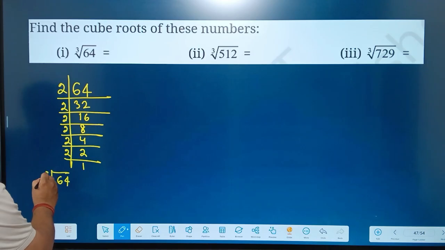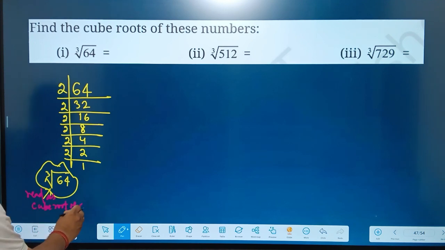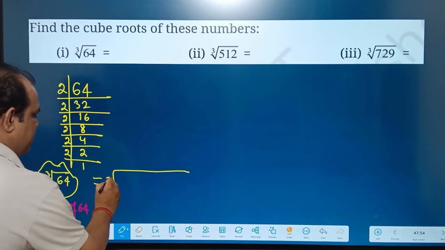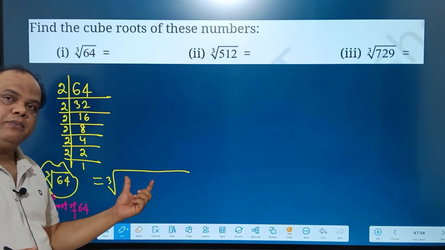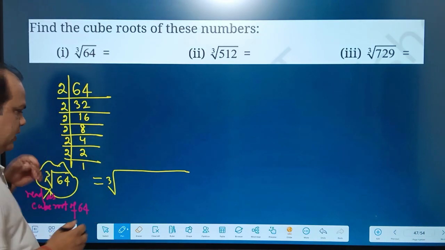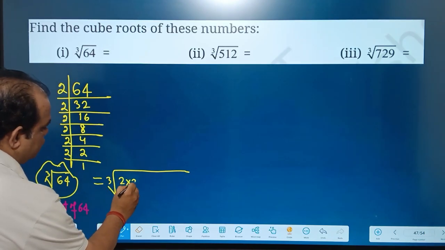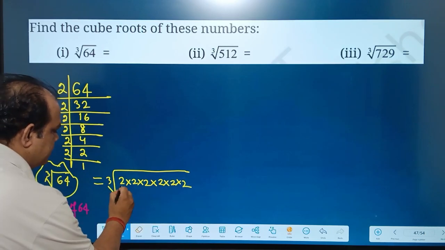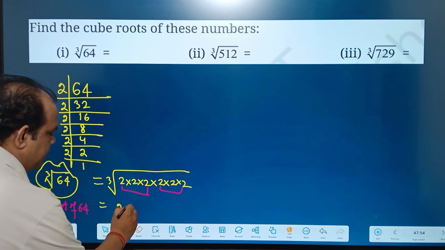For the cube root of 64, we need to write a 3 here. This is the symbol, and it is read as the cube root of 64. This is what we have to find out. This 3 just indicates that if you have one triplet, meaning a number repeated 3 times, then you can take out 1, right? So let's write out the prime factorization. What we received is 2 into 2 into 2, and 2 into 2 into 2. Now see, this is one triplet, and this is one triplet. So what will happen? Out there will be one 2 from here and one 2 from here.